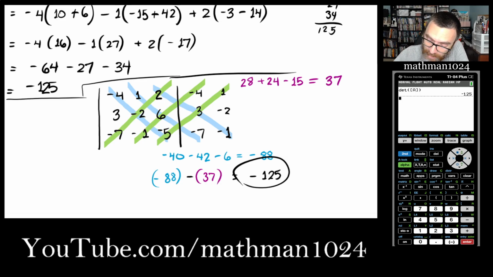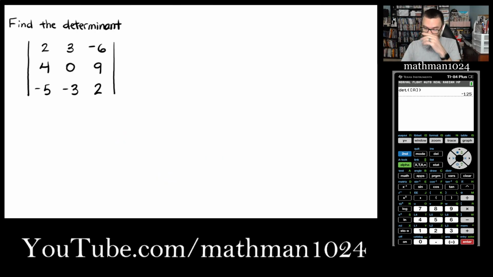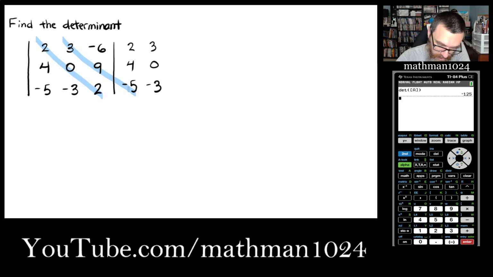So tell you what, let's see if we can apply that to this next one. So let's do the shortcut first, and I'm going to show you how to make good use of your minors and choosing the right row and right column. All right, so the shortcut would say copy these two pieces. So I'm going to copy over the 2, 4, negative 5, 3, 0, negative 3. So we're first going to calculate these diagonals.